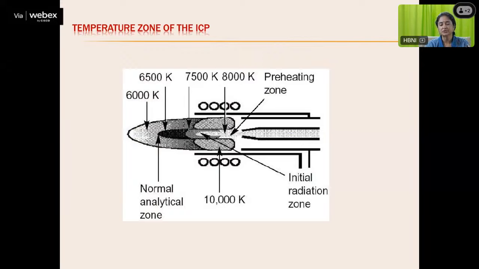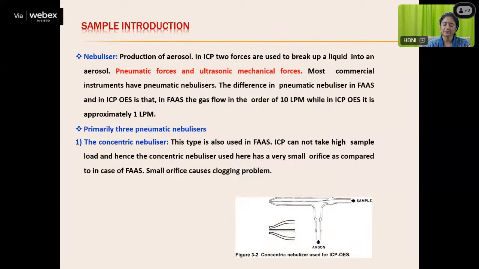So these are the various temperature zones in a plasma, and normally the analytical zone is 6000 to 6500 degree Kelvin. Now how is a sample introduced into the plasma? It is by a nebulizer. There are various types of nebulizer, which produce an aerosol. In ICP, two forces are used to break a liquid into an aerosol: pneumatic forces and ultrasonic mechanical forces. Most commercial instruments have pneumatic nebulizers. The difference in pneumatic nebulizers in FAS and ICP-OES is that in case of FAS, the gas flow is in the order of 10 liters per minute, whereas in case of ICP-OES, it is approximately 1 liter per minute.